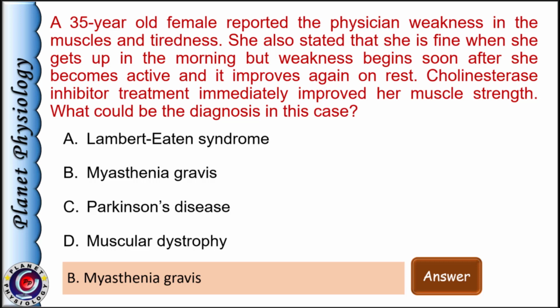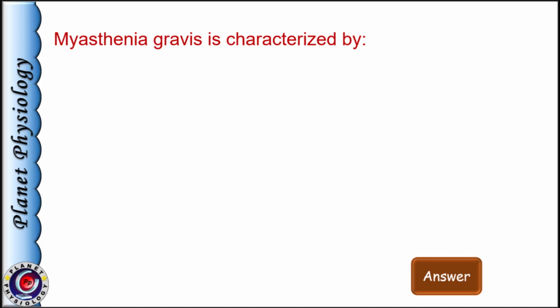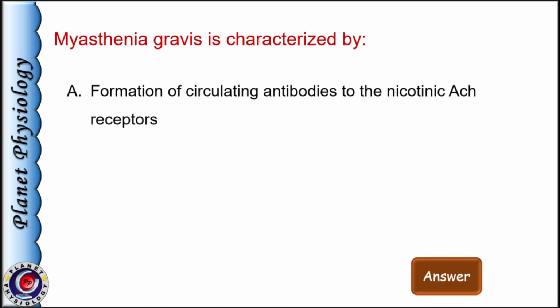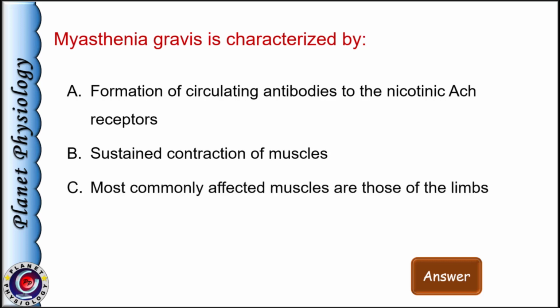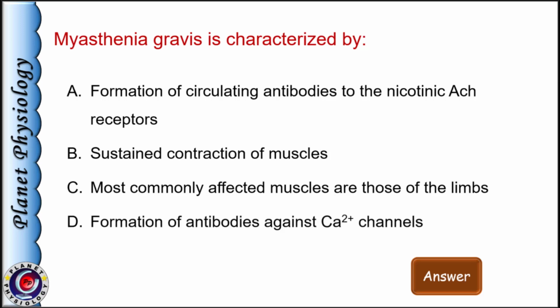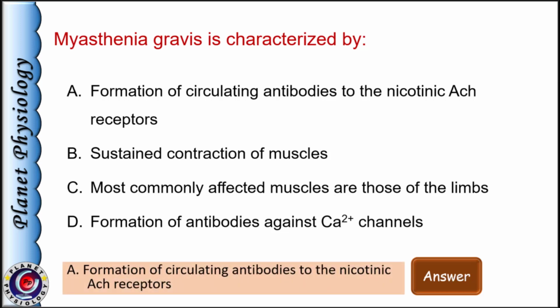Okay, next question. Myasthenia gravis is characterized by A. Formation of circulating antibodies to the nicotinic acetylcholine receptors, B. Sustained contraction of the muscles, C. Most commonly affected muscles are those of limbs, and D. Formation of antibodies against calcium channels. I think now everyone knows the answer. It's option A, formation of circulating antibodies to the nicotinic acetylcholine receptors.